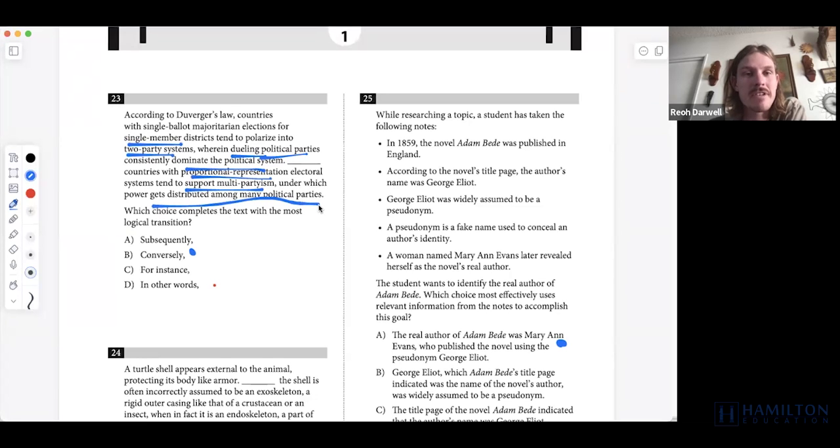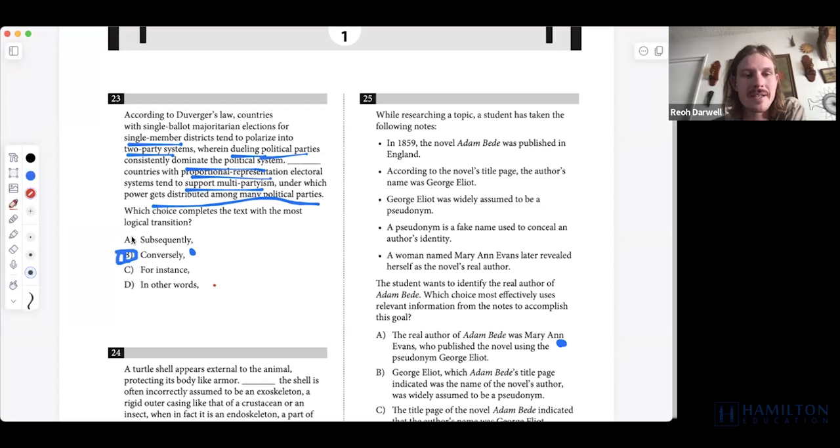All right. So we have two opposite situations, right? One situation with single ballot resulting in a polarized two-party system, and proportional representation resulting in a multi-party distributed power system. All right. So we need to show opposites, pivots, okay? The only answer choice that does that is conversely, right?